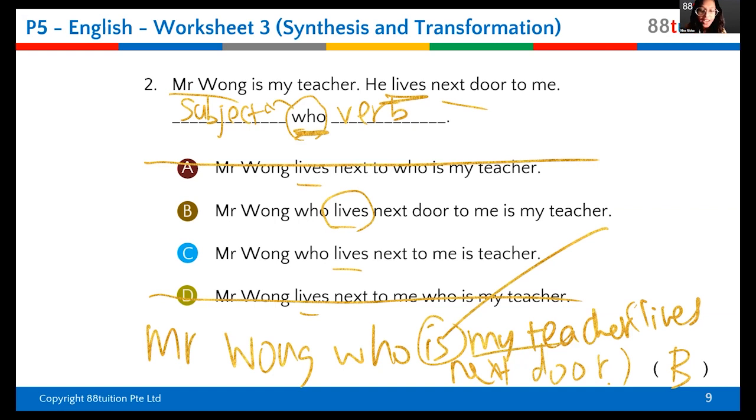All right. So we are actually going through the synthesis and transformation for this week. We are now at question 2. All right. So here, next question, you can ask. You can answer that question.